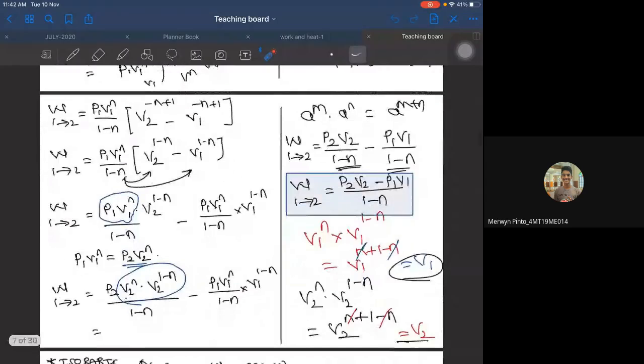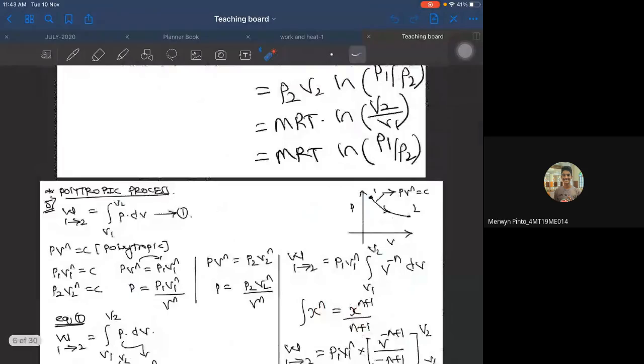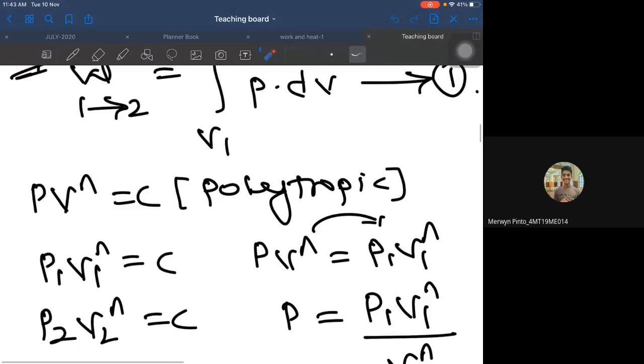Now, carefully observe this. P1 V1 whole to the power of n can be written as P2 V2 whole to the power of n, by looking into these three expressions which I have taken initially. We have proven that PV to the power of n is equal to constant, even P1 V1 to the power of n is equal to constant, so P2 V2 to the power of n is also a constant. Since the RHS values of all these expressions are the same, I can equate any of the LHS values. So I can equate even these two, right? P1 V1 whole to the power of n is also equal to P2 V2 whole to the power of n. Yes or no?